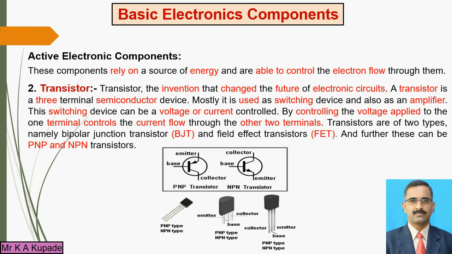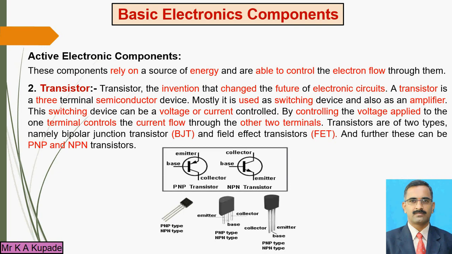Now, this transistor is again classified into mainly two types: one is PNP and the other is NPN. It depends on how you fabricate the semiconductor material using N type and P type material, either PNP or NPN. Depending on that, it has two types. In this slide, I have shown the symbol of the transistor, right?